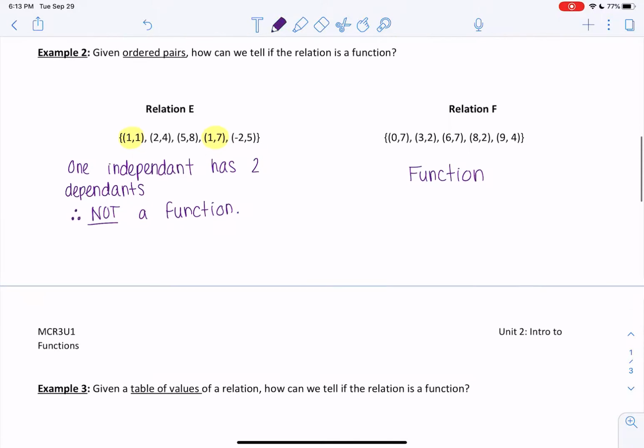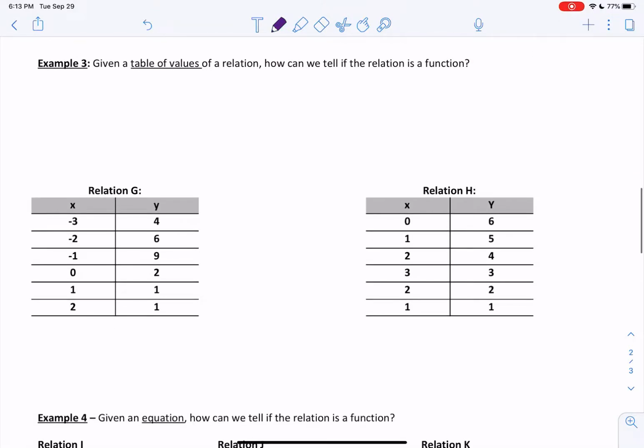Let's look at another example. So now we're going to look at a table of values. And this is very similar to when we look at our ordered pairs. So let's look at relation G. So I go through my independent values and I look to see if there are any doubles. So I have -3, -2, -1, 0, 1, 2, no doubles. So I know that this is a function.